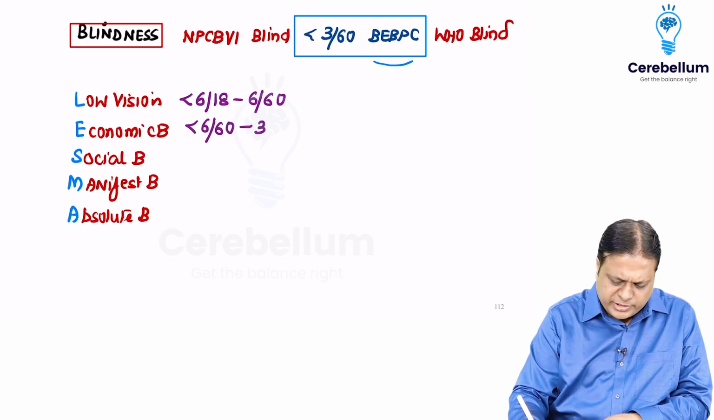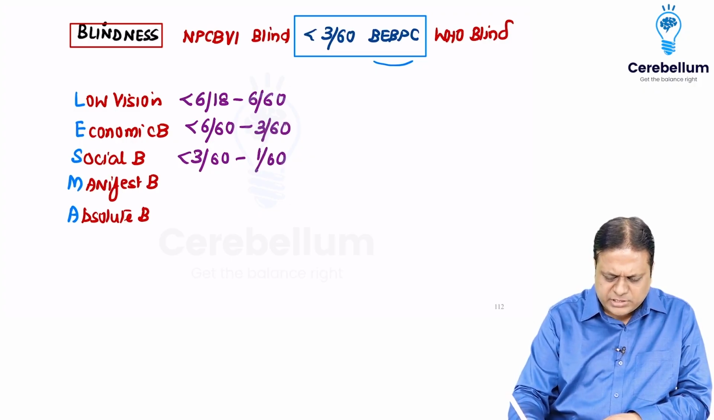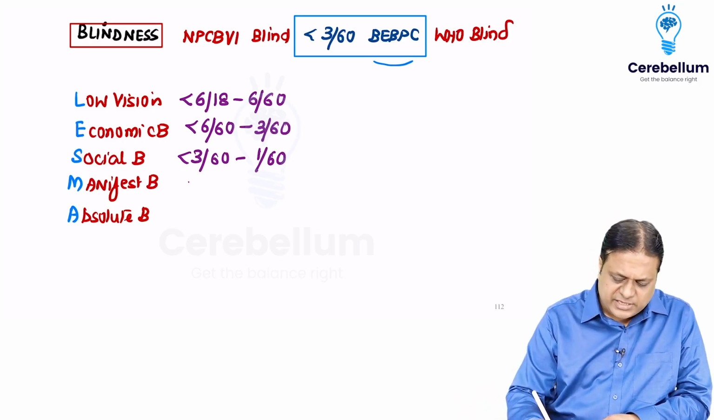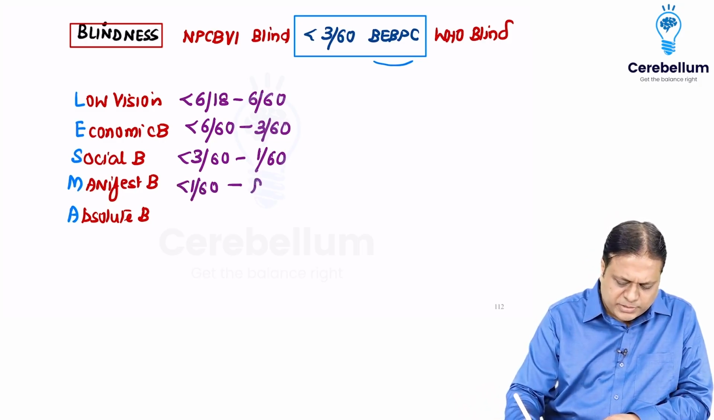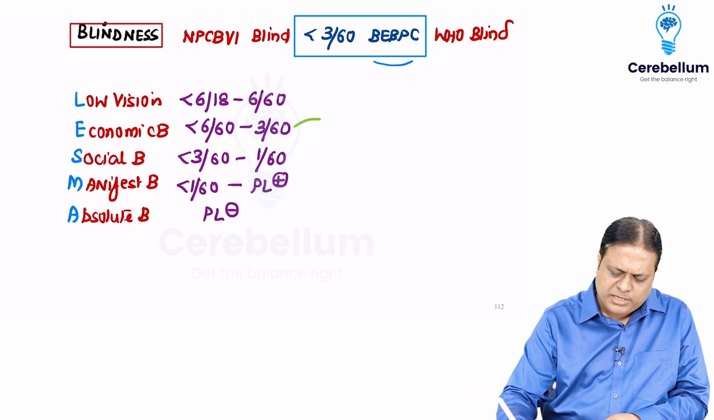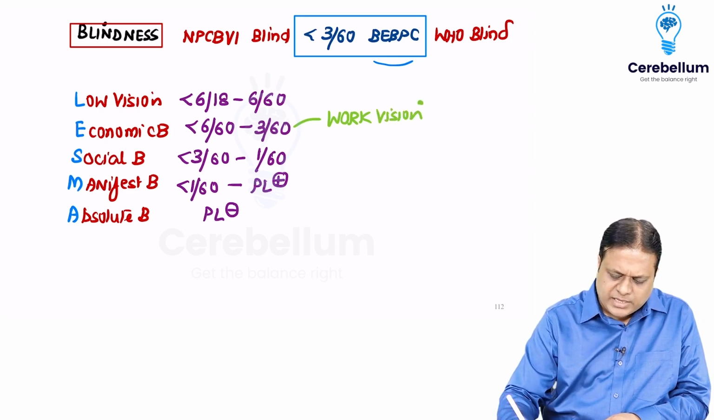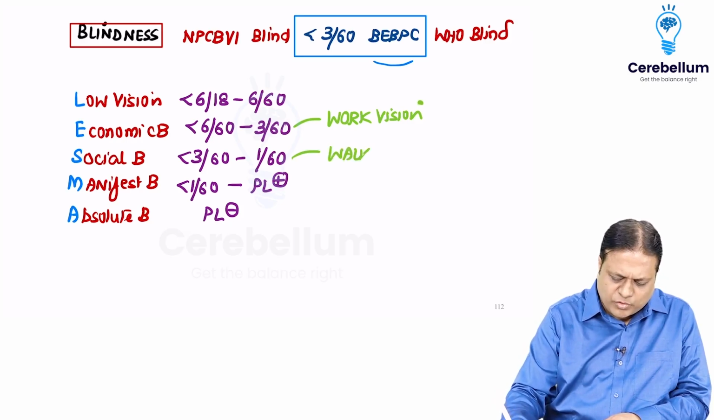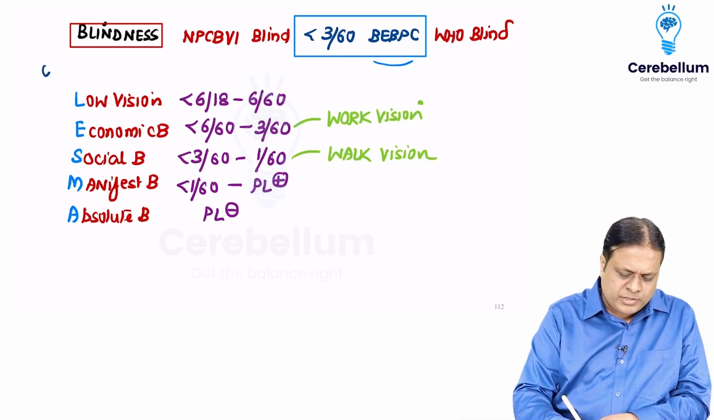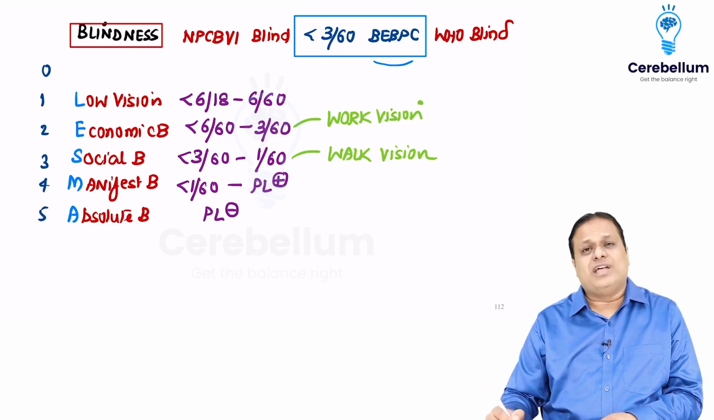Economic is 6/60 to 3/60. Social is less than 3/60 to 1/60. Manifest is less than 1/60 to perception of light present. Absolute blindness is perception of light absent. If you look, economic blindness is work vision and social blindness is known as walk vision. The new classification of WHO calls them visual impairment category number 1, 3, 4 and 5 respectively.